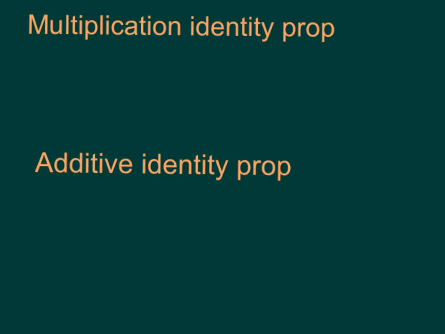All right, multiplication identity property. Think identity is it doesn't change. So the multiplication identity property is when we take 4 times 1. Well, that equals 4. The identity property is the fact that we're multiplying by 1. If we take A times 1, we still get A as an answer.